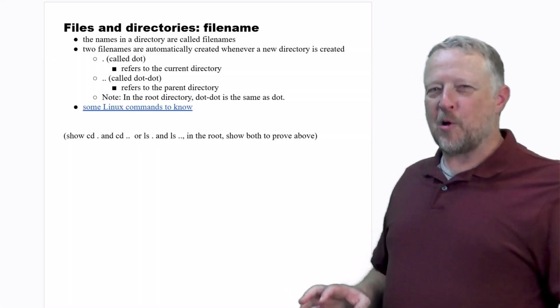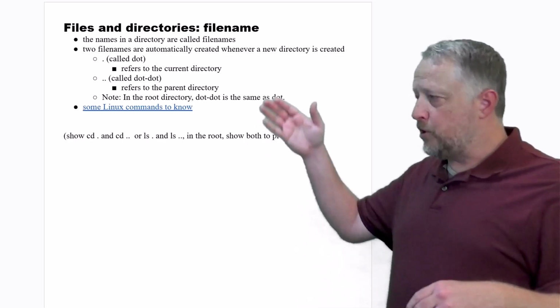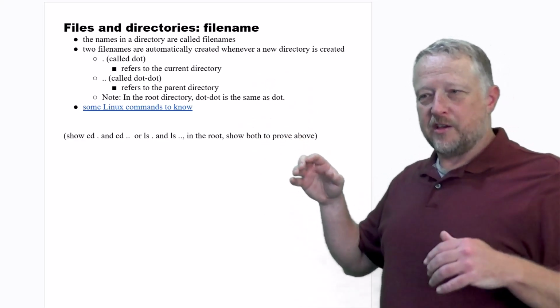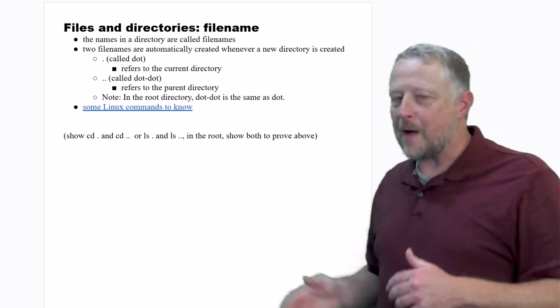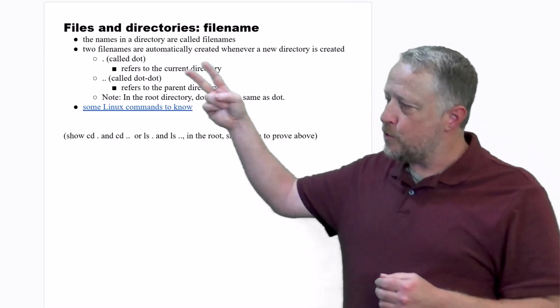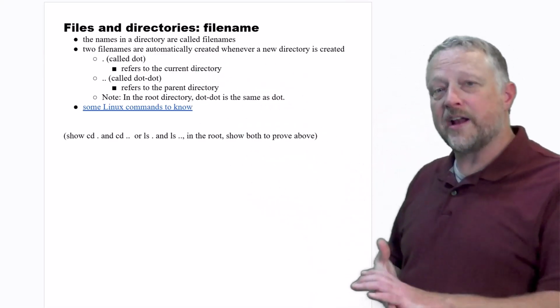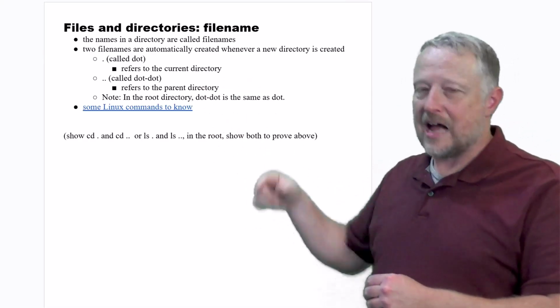So here's the weird part to this. In a Linux or Unix system, when you create a directory, that part is normal, as what you're used to in whatever operating system you've really used before. But here's the funny part. There's actually two file names that are also created when a new directory is created. It's called dot and dot dot.